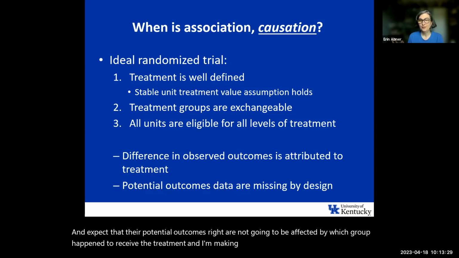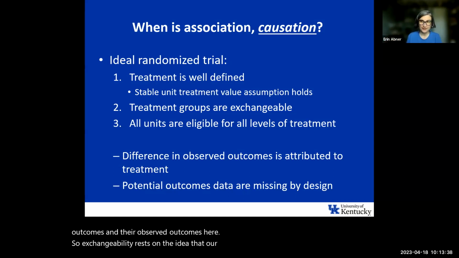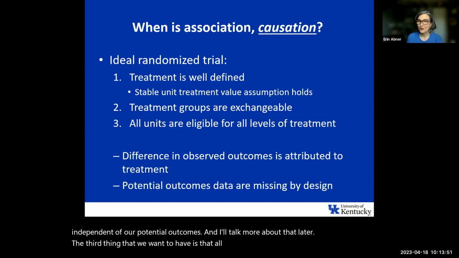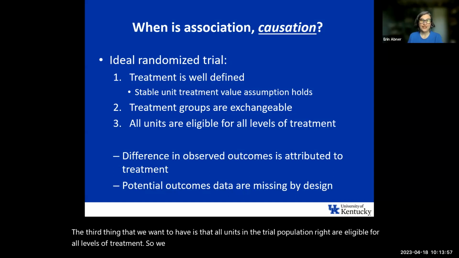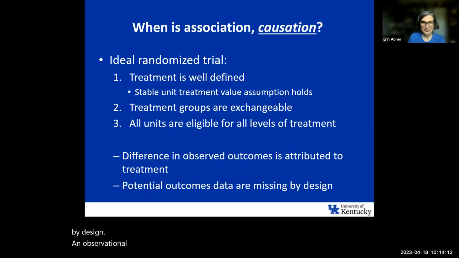And I'm making a distinction between their potential outcomes and their observed outcomes here. So exchangeability rests on the idea that our observed treatment, the treatment we receive, is independent of our potential outcomes. And I'll talk more about that later. The third thing that we want to have is that all units in the trial population, right, are eligible for all levels of treatment. So we need there to be some positive probability that all the individuals in the trial can get all the levels of treatment. Now, in a clinical trial, that's pretty easy to enforce by design. In observational data, not so much.